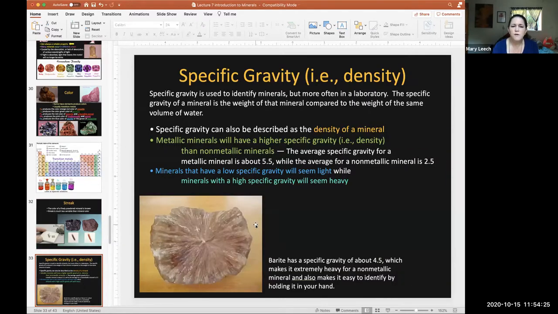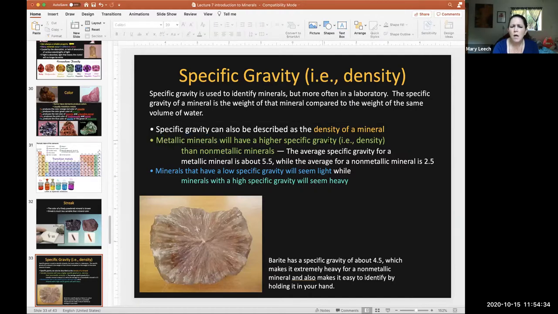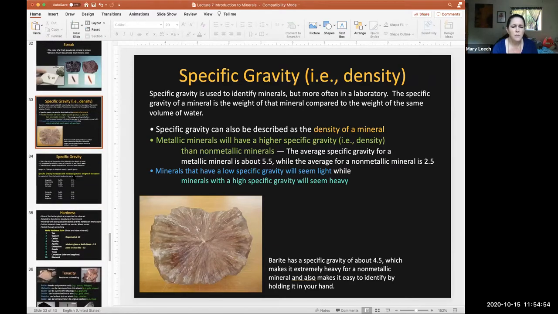Density, or specific gravity. I just wanted to say the metallic minerals have a higher specific gravity, or higher density, than non-metallic minerals. It's a feel. Is it high density, low density? It's just a relative sense. We're not going to do any measurements with that one.